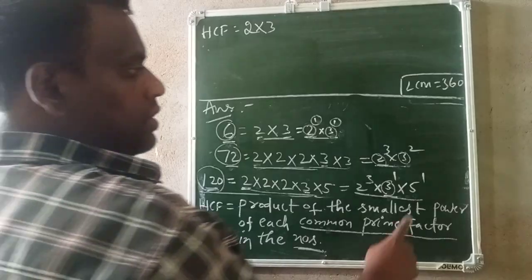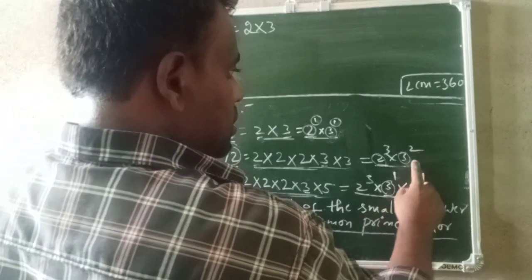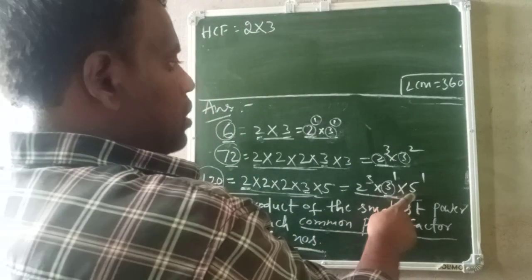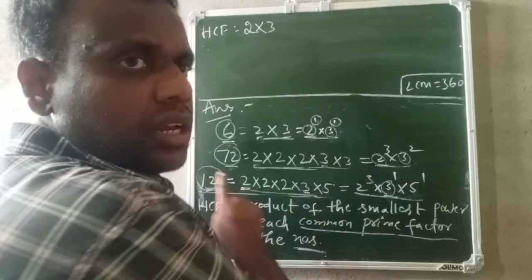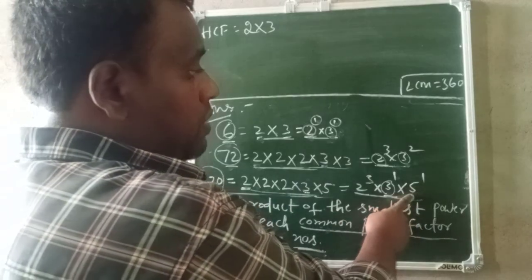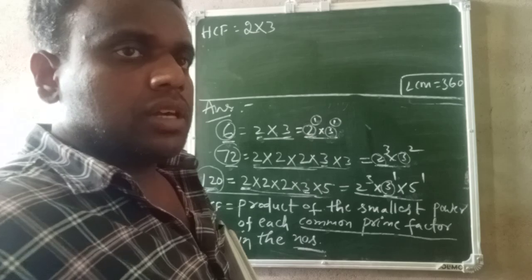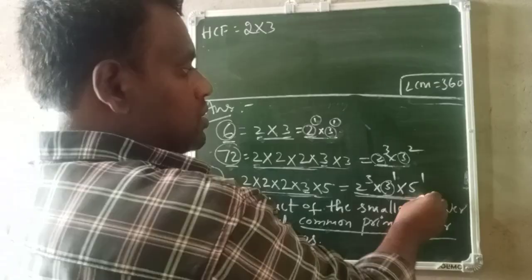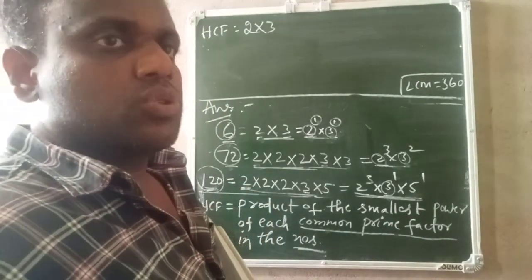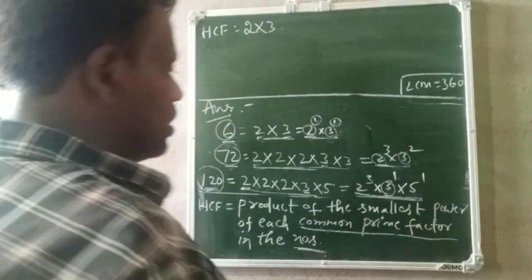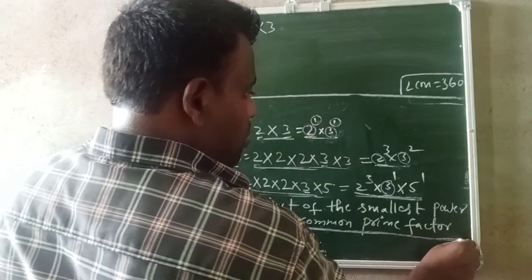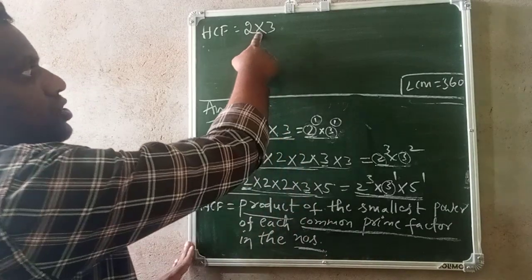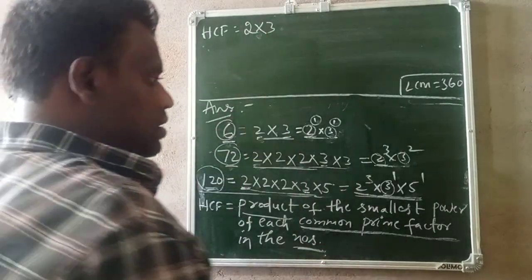Next, if I take 5, 5 is present only here. It is not present here, and here also not present. Since 5 is present in only one number, not in 120 as well, it is not a common prime factor. If 5 were present in all, then it would be a common prime factor. But 5 is present only here, so it is not a common prime factor, and you should not write it here. According to the definition, we have to consider common prime factors only. Next, product means multiplication, which I have taken as a multiplication sign.